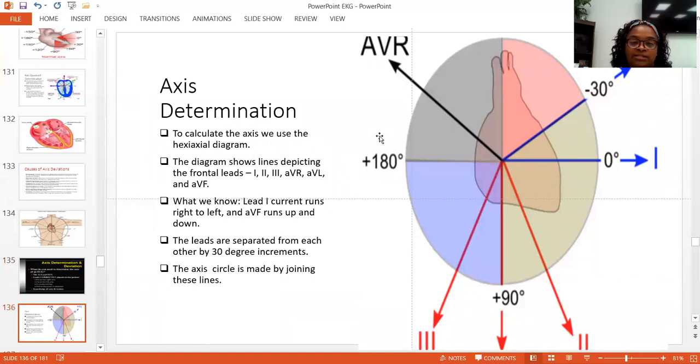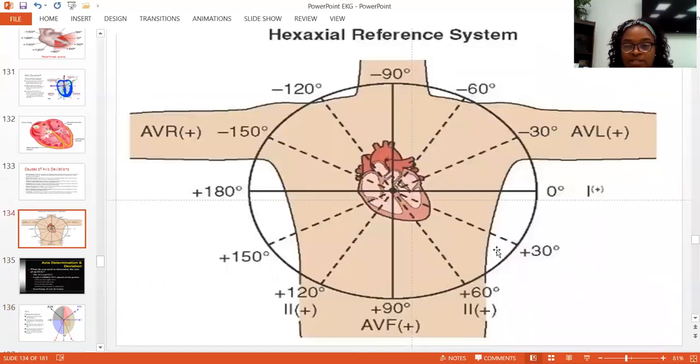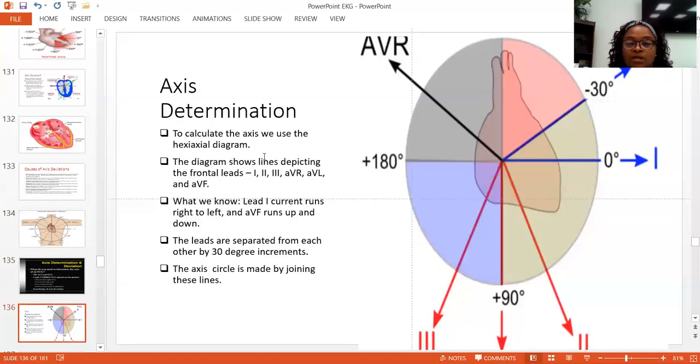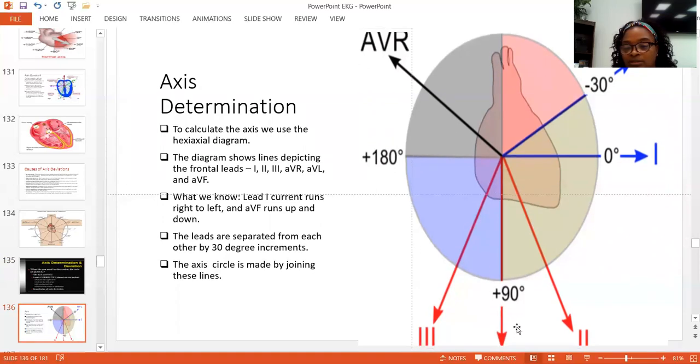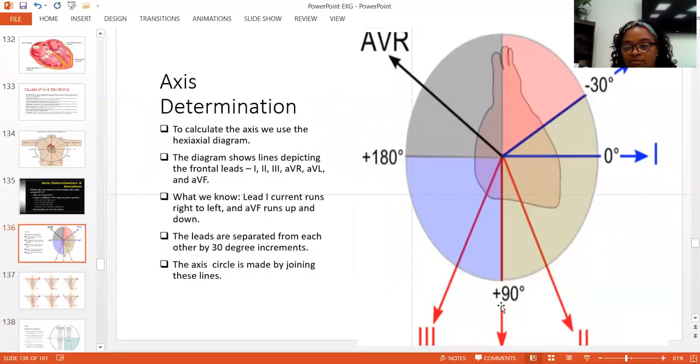So here with our axis determination, to calculate the axis, we use what's called the hexaxial diagram. And we'll just refer back, that's what this is. And here's just another image of that. The diagram shows lines depicting the frontal leads, which are your leads 1, 2, 3, AVR, AVL, and AVF. And we see those labeled here. Kind of hard to see AVF down there, but it's down there.